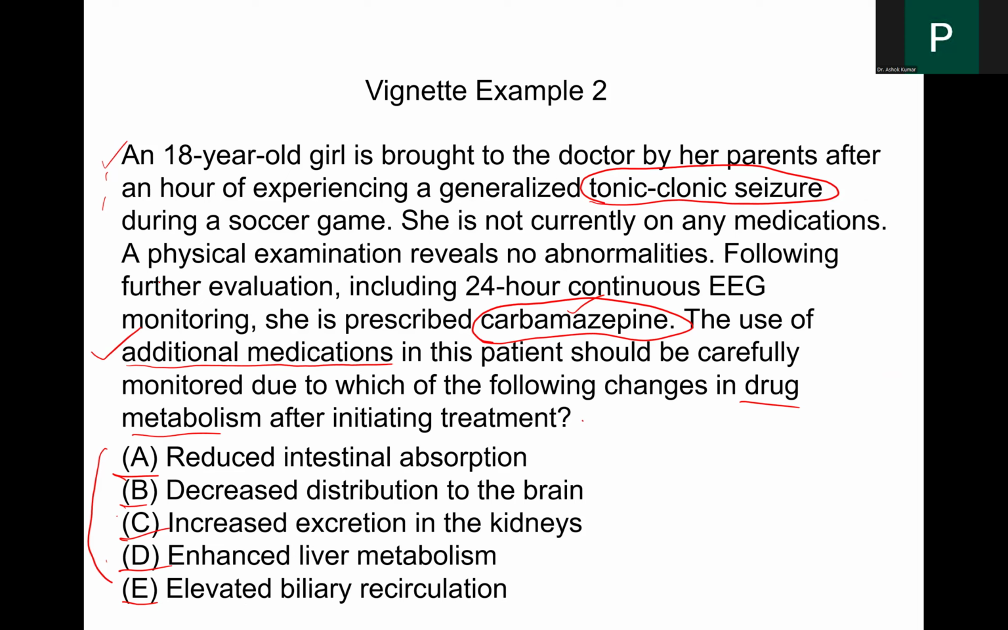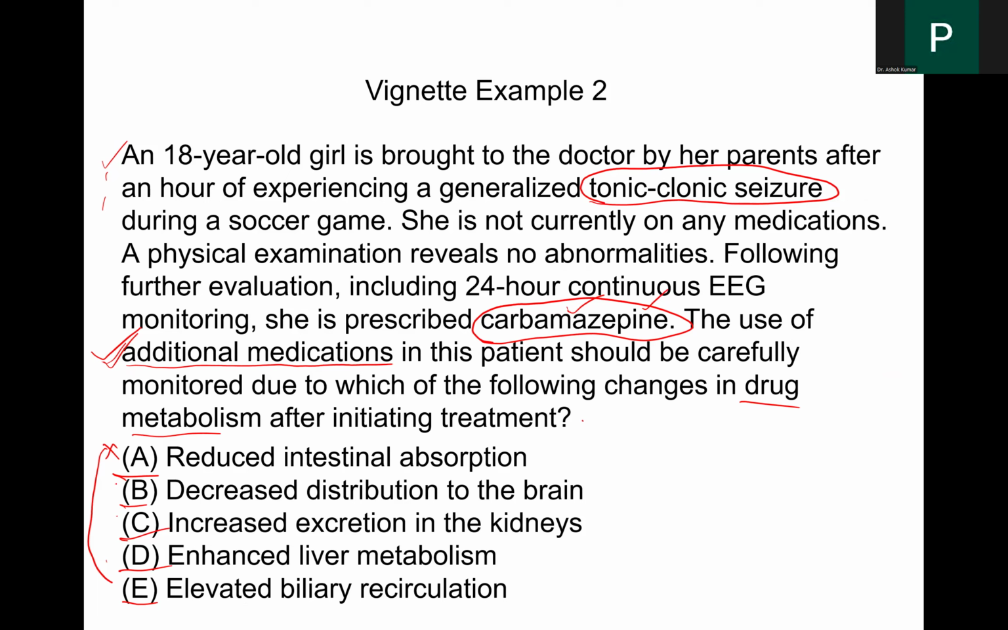So option A is reduced intestinal absorption. Will you focus on the reduced intestinal absorption of carbamazepine that may affect any other additional drug? Why should it? Carbamazepine is absorbed on its own. So this should not be correct. B, decreased distribution to the brain. If it is decreased or increased distribution, why should it affect the additional medication? Additional medication should be absorbed through the intestines and then pass through the liver, right?